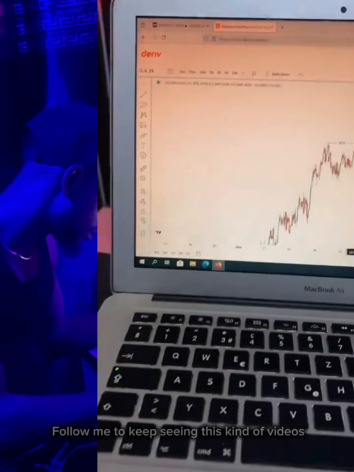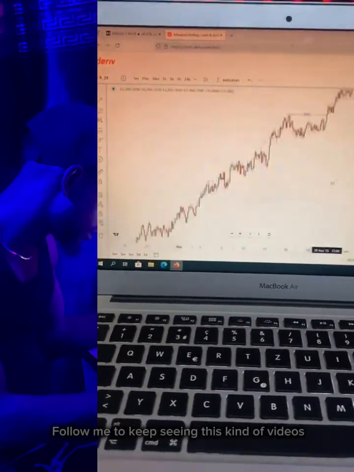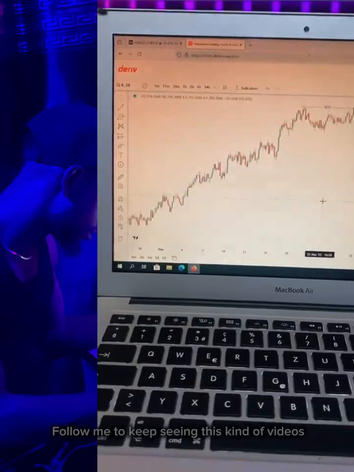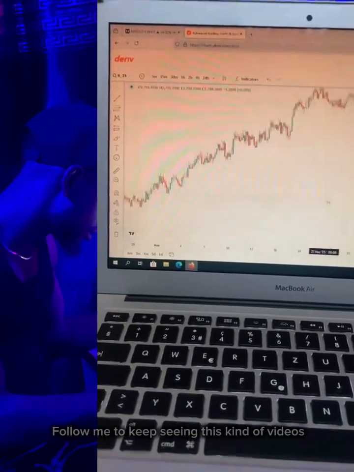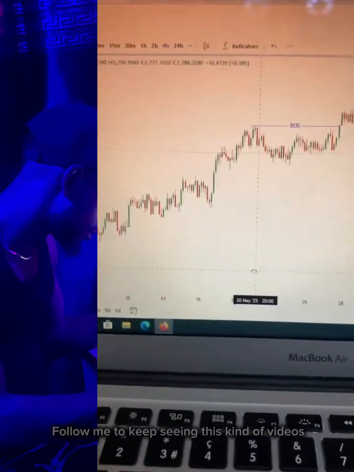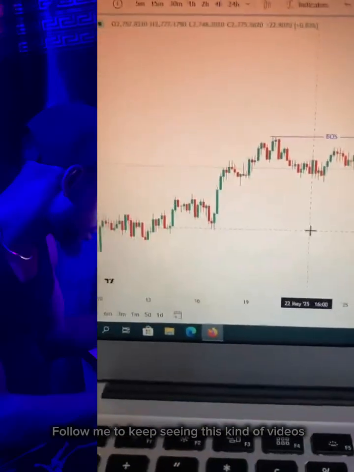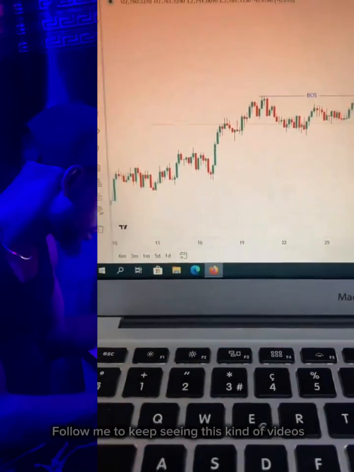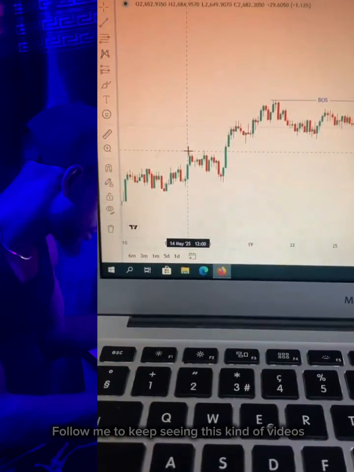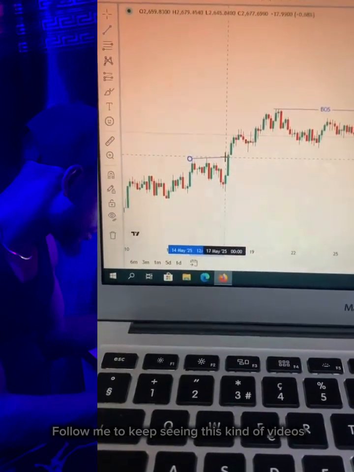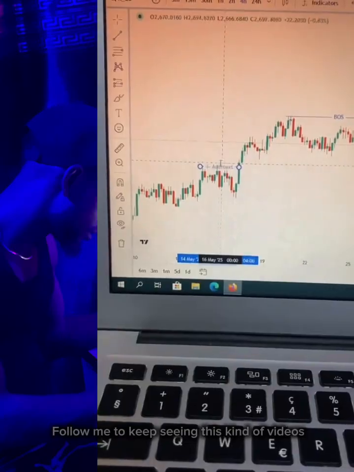Let me start from here. You see, this market has been in an uptrend for a long time. Let me just start from here. What happened here? Price broke out from a previous high. Price is breaking out from this previous high. This is a break of structure, right?